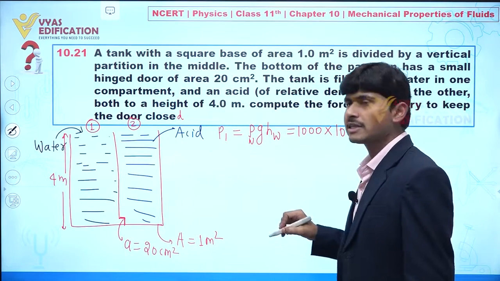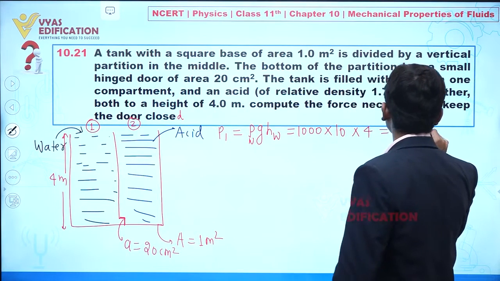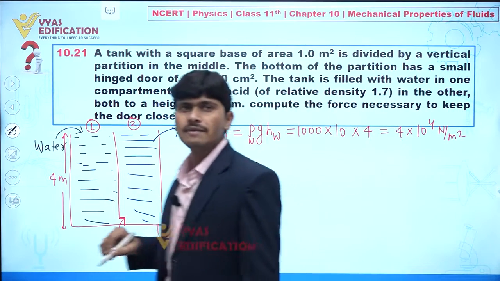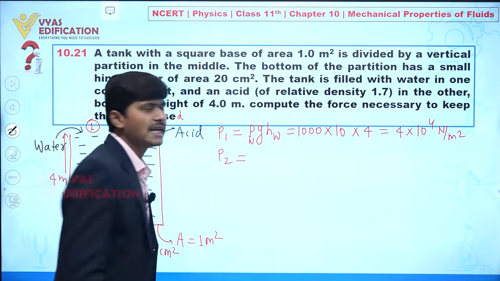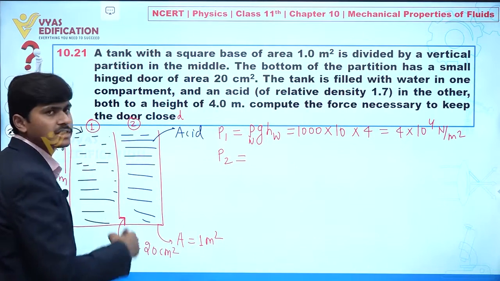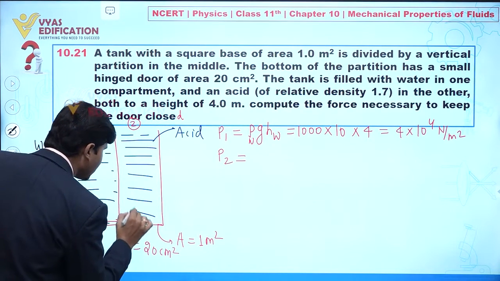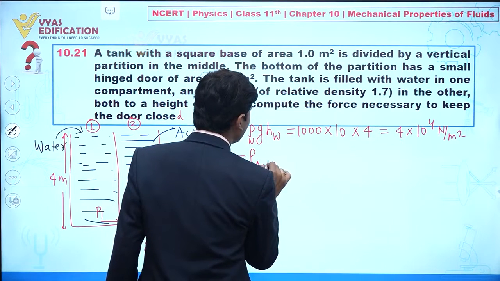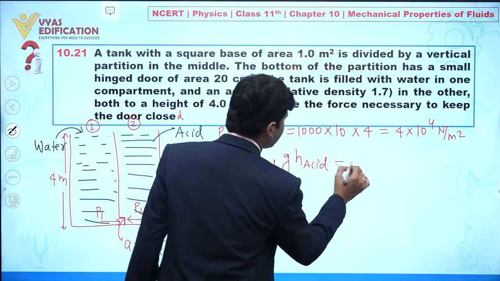So from here we can write this as 4 multiplied by 10 to the power 4, and this is in Newton per meter square. Same way we can calculate the value of P2, the pressure exerted by the acid side. Here we have P1, and let's suppose this is P2. So this is the density of acid, g, and the height of the acid column.